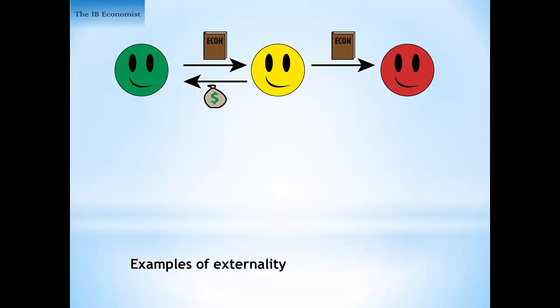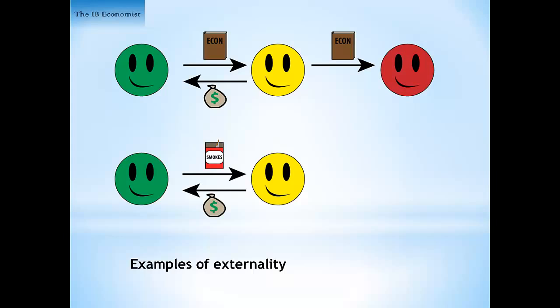Now let's have a look at another example. Once again, we have Mr. Green and Mr. Yellow. This time, Mr. Green sells a pack of cigarettes to Mr. Yellow. Once again, both of them are quite happy with the market price, so Mr. Yellow gets his cigarettes and Mr. Green gets his money. The problem now occurs because when Mr. Yellow smokes, Mr. Red, who is a non-smoker, will be affected because he becomes a passive smoker. In this situation, we would have a negative externality.